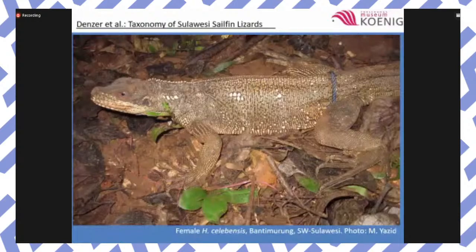This here is a female. It has also just a few enlarged scales on the lateral sides, here also on the neck. The background color is a bit darker, and the nasal crest and also the crest along the back and on the base of the tail is not as strongly expressed as in the male.